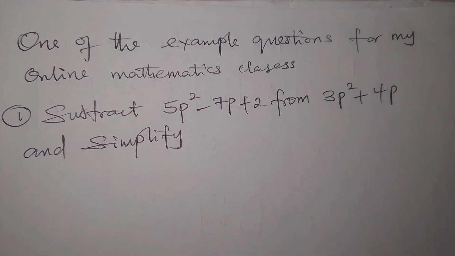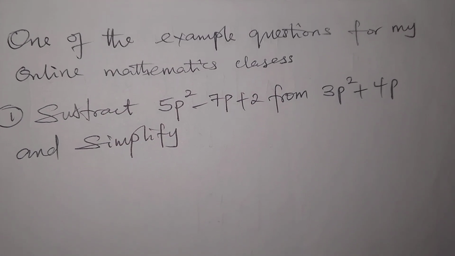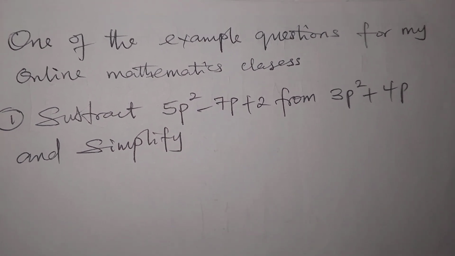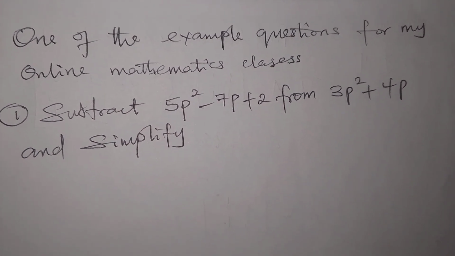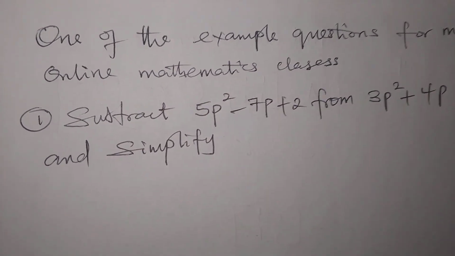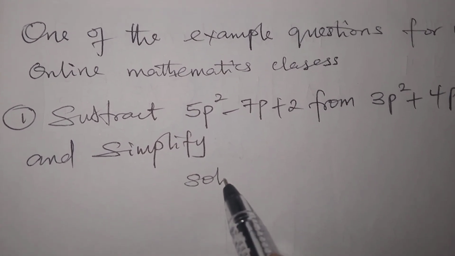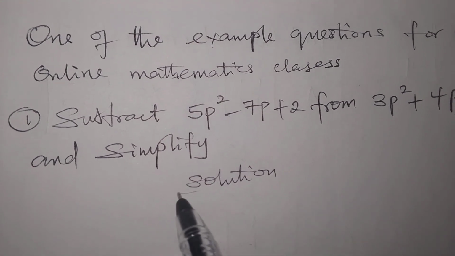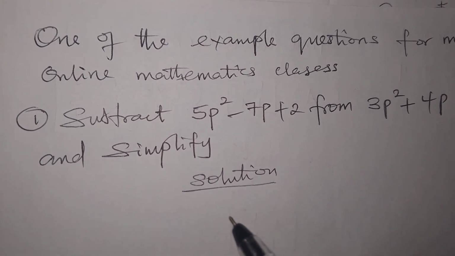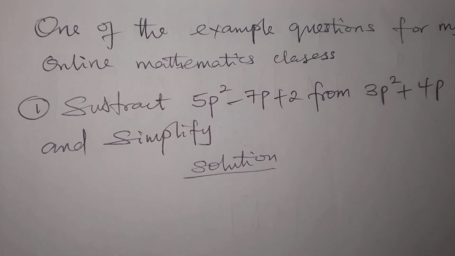Subtract 5p squared minus 7p plus 2 from 3p squared plus 4p. This question is simple. Like I always say, mathematics is simple, mathematics is fun. My motto is mathematics is simple, mathematics is fun. So let's look at how we can solve this question, how I explain to my students in my online mathematics classes. Solution. Because in mathematics, every problem has a solution. In life, every problem has a solution.